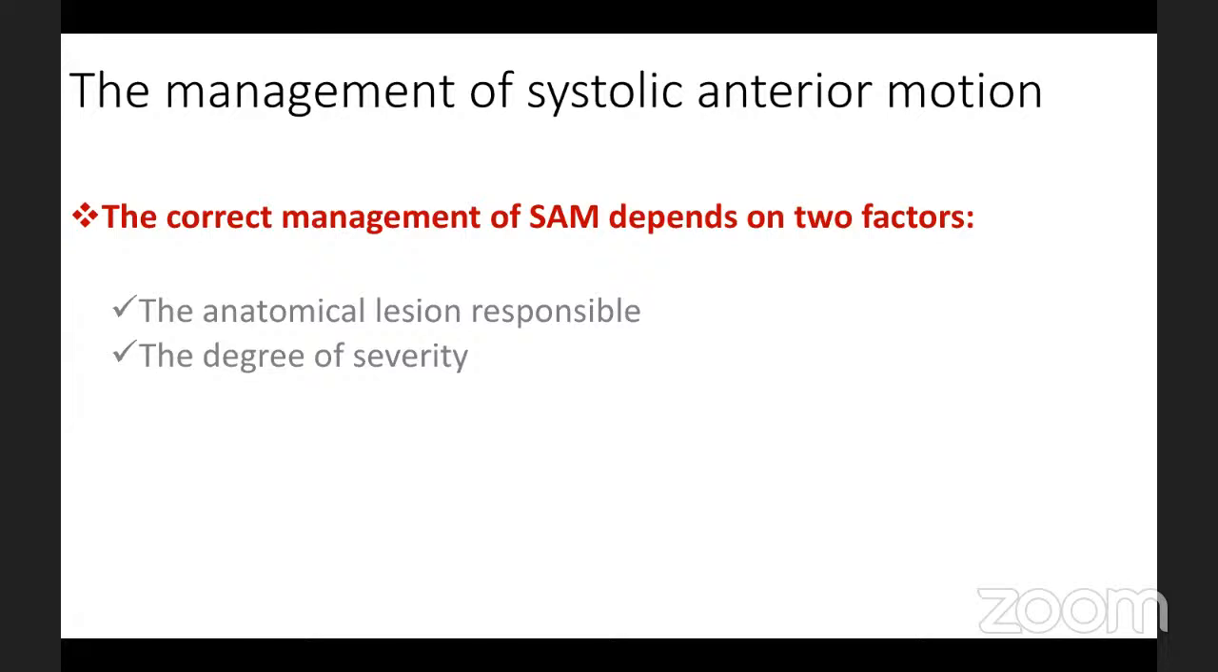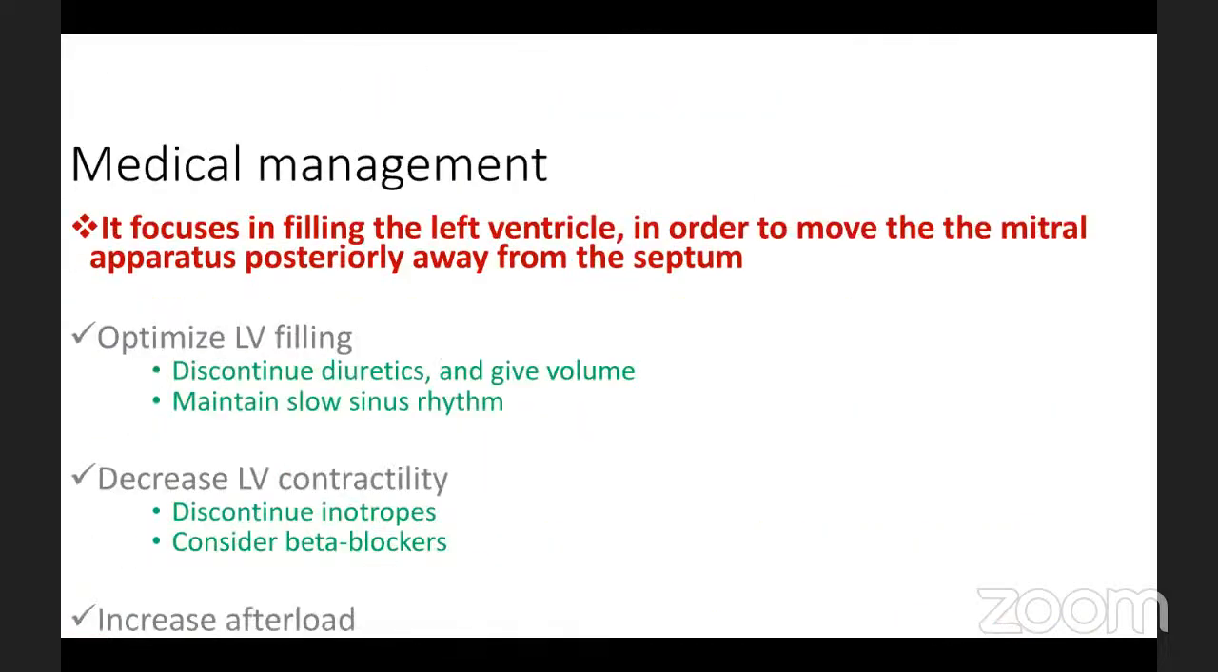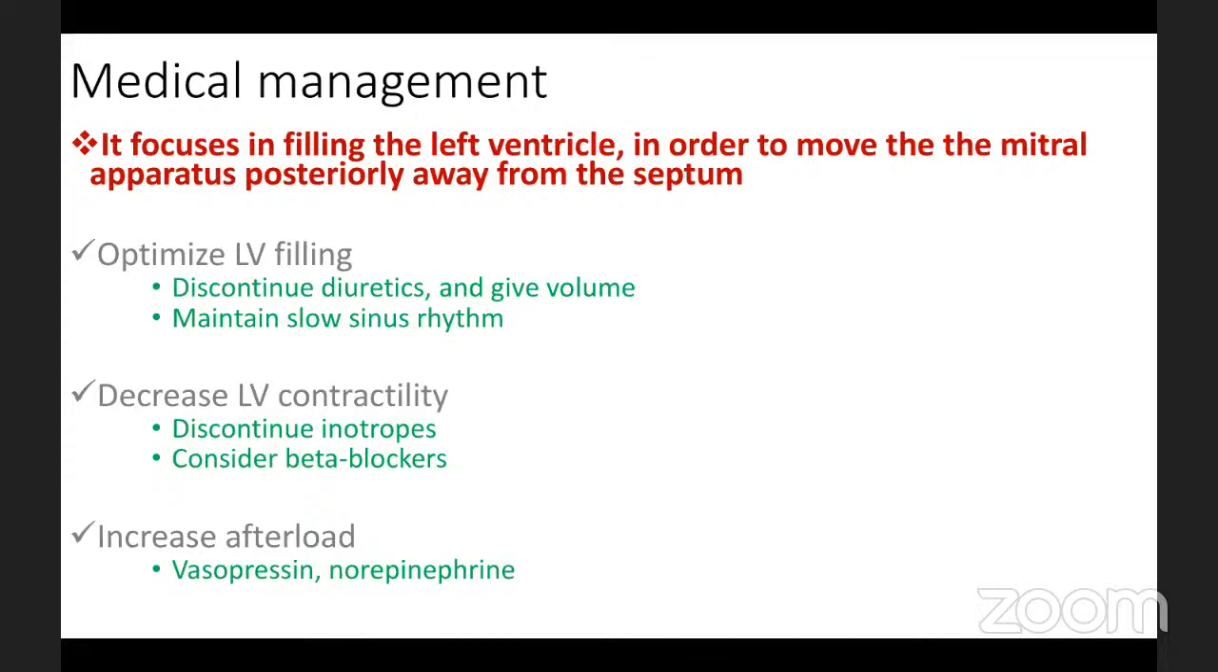So moving to the management of systolic anterior motion. The correct management of SAM depends on two factors: the anatomical lesion responsible and the degree of severity. To start with medical management, it focuses on the filling of the left ventricle in order to move the mitral valve apparatus posteriorly and away from the septum. Generally it consists of three things: optimizing the LV filling, so you will give volume and maintain a slow heart rate. Also, you will decrease the LV contractility. You will discontinue the inotropic support, and you will consider beta blockers.